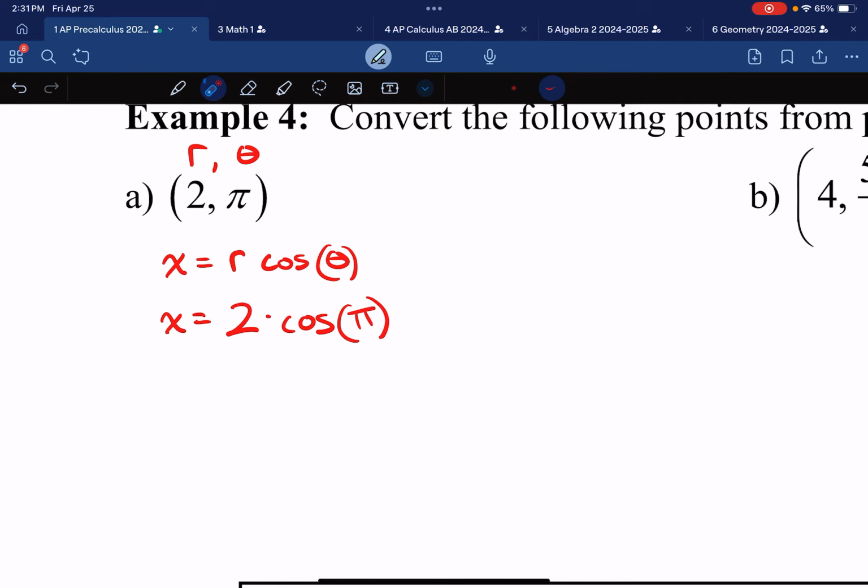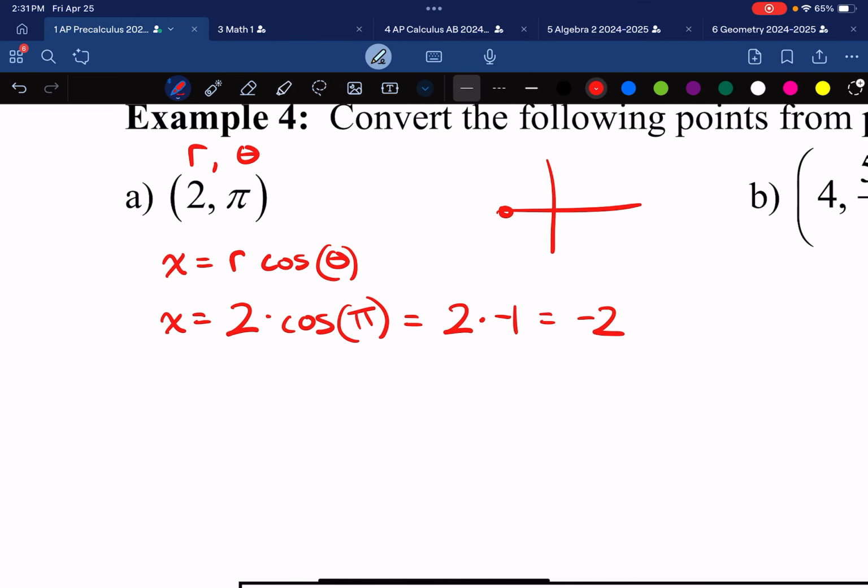Okay, this is what I'm doing in my head, right? I'm saying, okay, where does pi live? Pi lives right over there. So in terms of an x direction, I'm just going -1. Cosine of pi is -1. I can say this is the same thing as 2 times -1, which is just -2. Okay, I have the x coordinate. I have half of the answer.